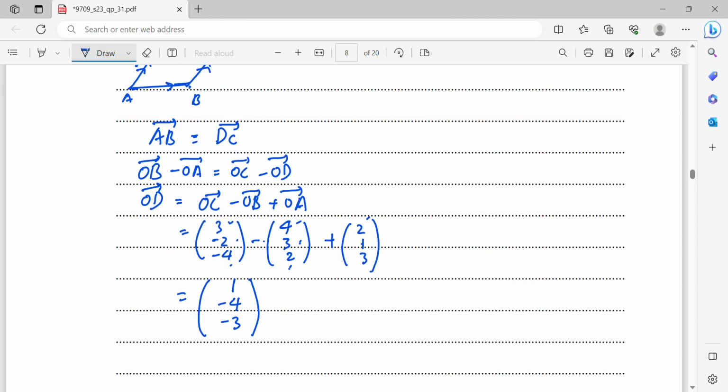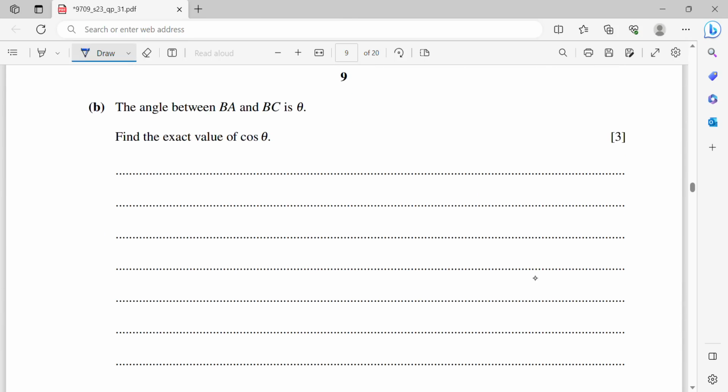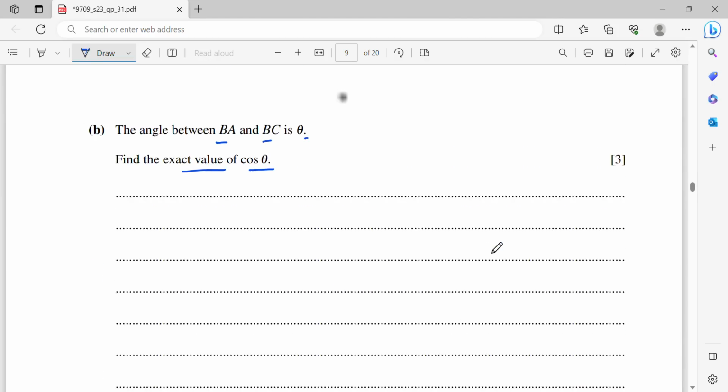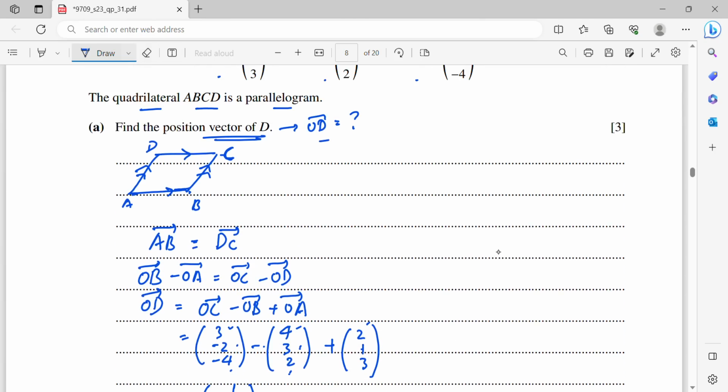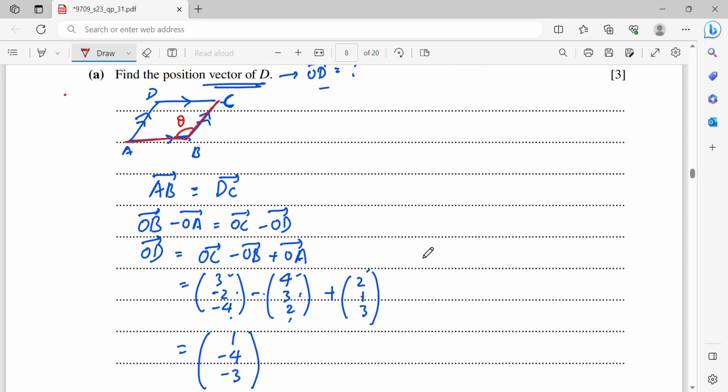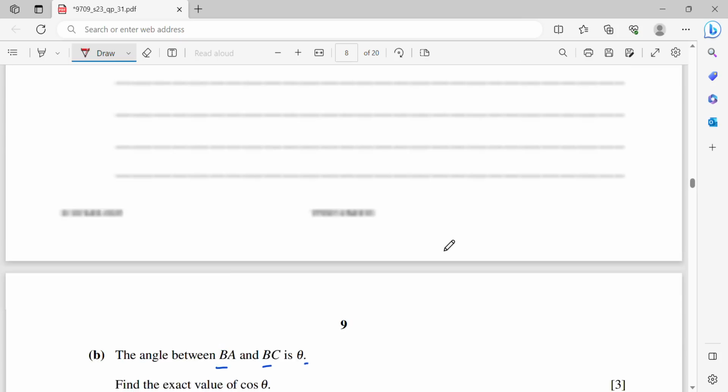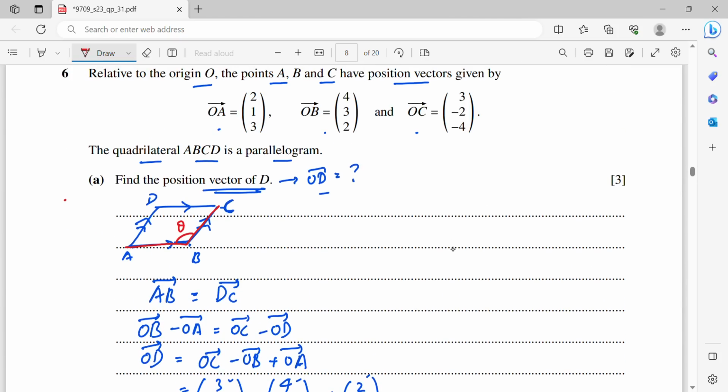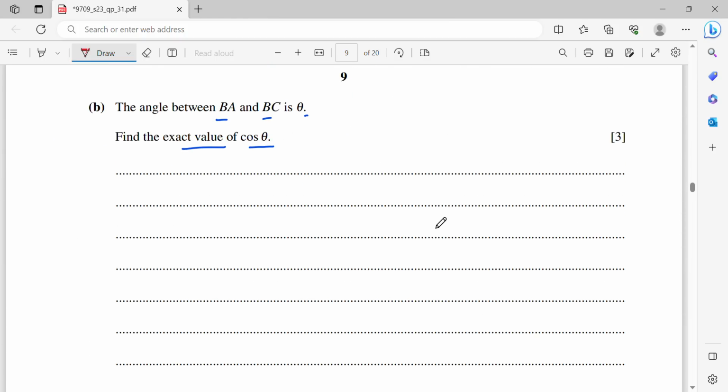Okay, now the angle BA and BC is theta. Find the exact value of cos theta. Okay, where is our BA, BC? The angle between BA and BC is here. So that means this is the theta, right? So when you look at the previous diagram, right? So now from the scalar product formula, we need vector BA and vector BC in order to get the theta, right? So I have to find BA and BC first.